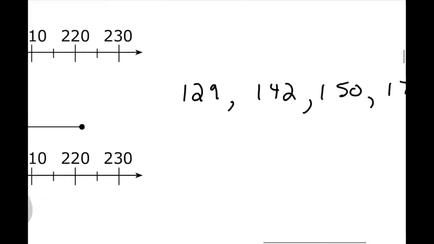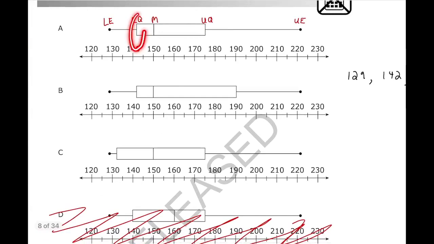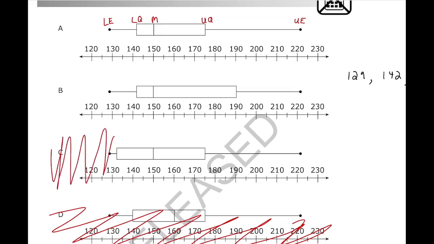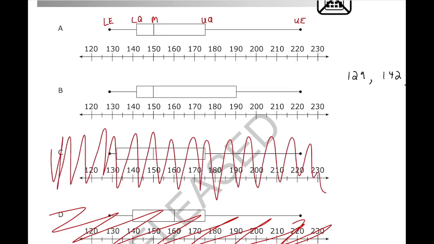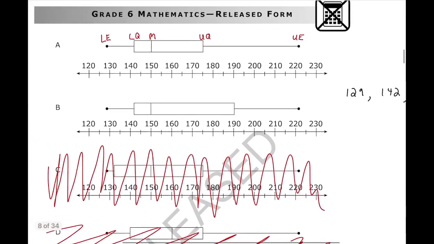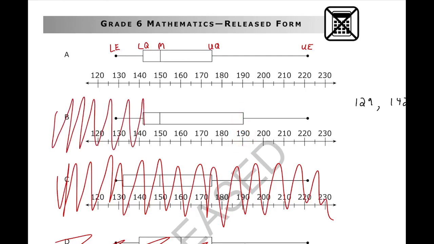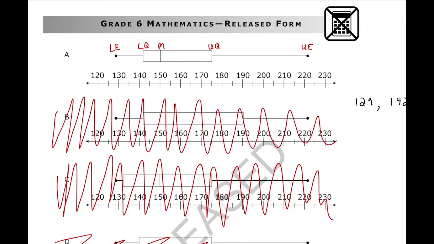All right, now let's look for the quartiles. Lower quartile of 142. Well, this says that's 142. That's 142. Oh, this one is more like 132. So it can't be answer choice C. Now let's find the upper quartile. The upper quartile here is 175. So let's see. That's 175. This one would be 190, so it cannot be that. So the answer choice would have to be answer choice A.